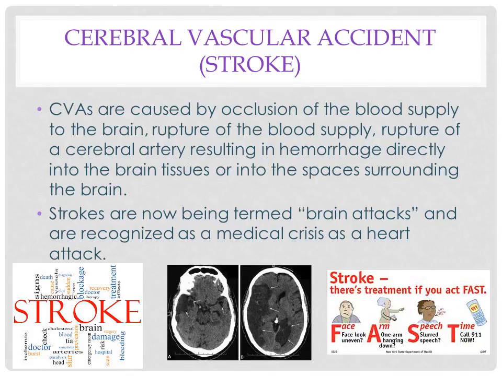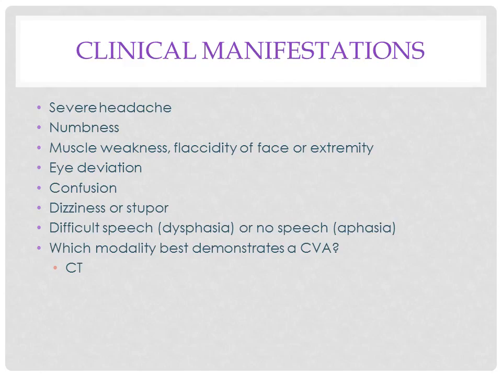Cerebral vascular accident, or stroke. CVAs are caused by occlusion of the blood supply to the brain, or rupture of a cerebral artery, resulting in hemorrhage directly into the brain tissues or into the spaces surrounding the brain. Strokes are now being termed brain attacks and are recognized as a medical crisis like a heart attack. Clinical manifestations: severe headache, numbness, muscle weakness, flaccidity of face or extremity, eye deviation, confusion, dizziness or stupor, difficult speech, dysphagia, or no speech, aphasia.